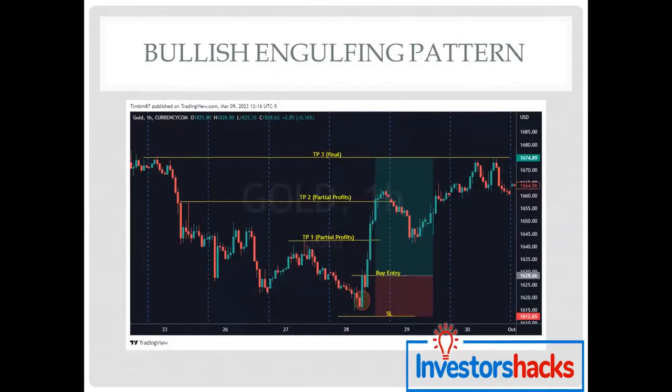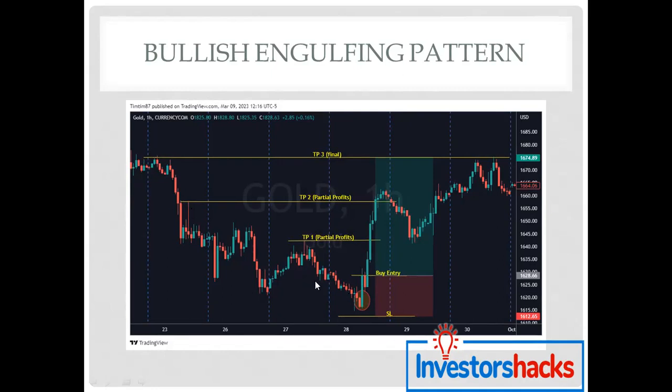In this chart, you can see where I have circled. This is where we have the bullish engulfing pattern. You can see we have a small sell candle. We said that the first candle has to be a sell candle, and then we have a big buy candle. So this big buy candle engulfs the small sell candle, and therefore it forms our pattern, what we call the bullish engulfing pattern.